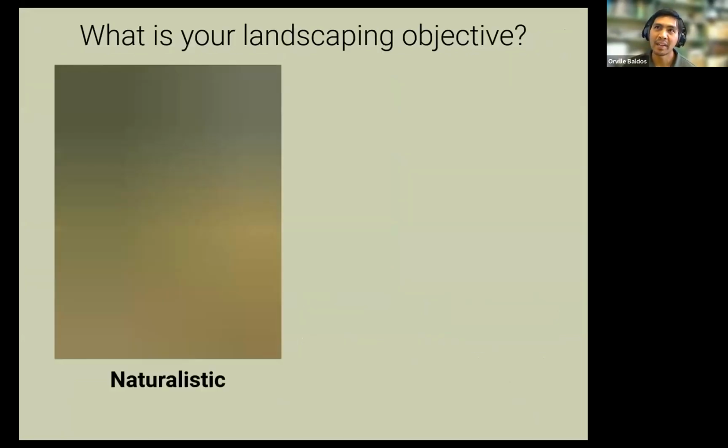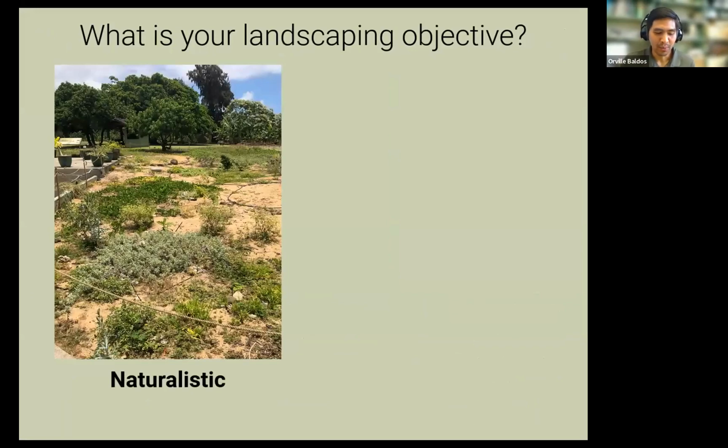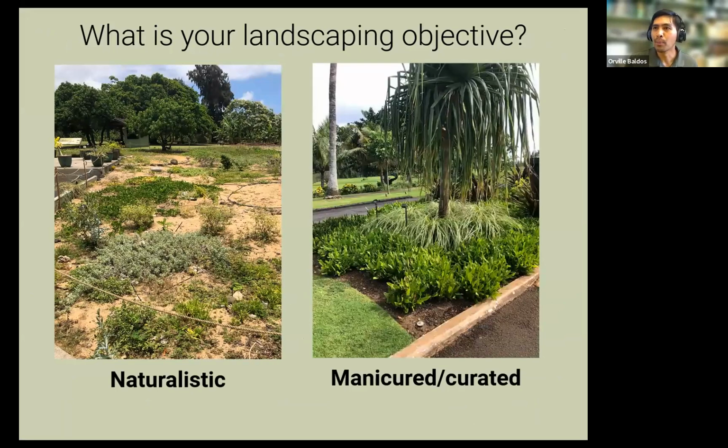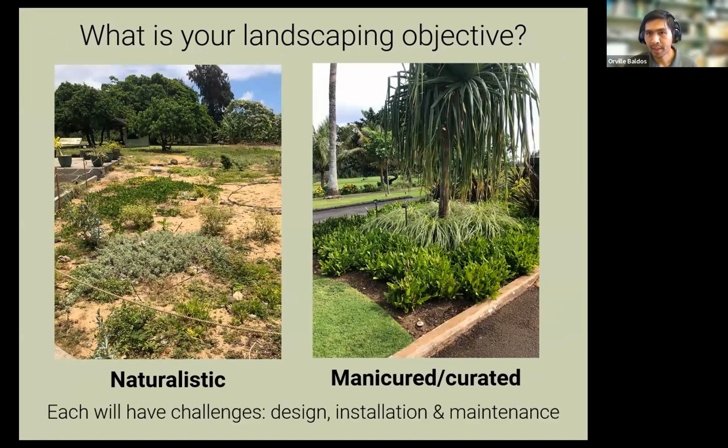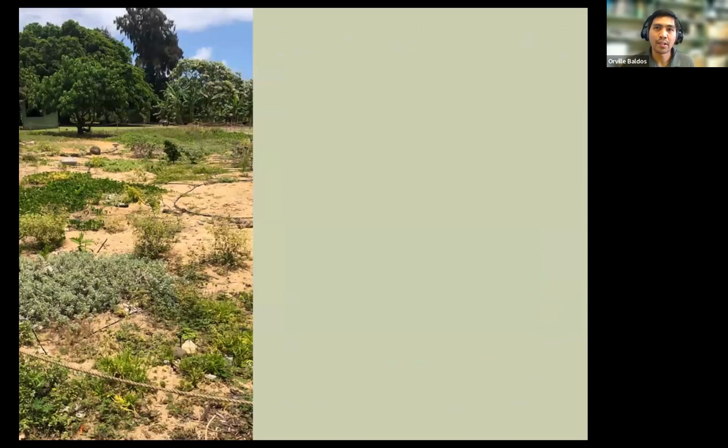Okay, next would be your landscaping objective. So how are you going to landscape or how are you going to use native plants in a landscape? Are you going to design in a naturalistic way, trying to mimic nature, or are you going to do a more manicured or curated type of design? Each of these objectives will have its own challenges in terms of design, installation, and maintenance. Let's look at the different objectives in more detail.